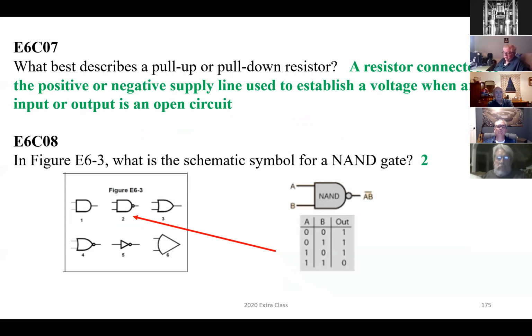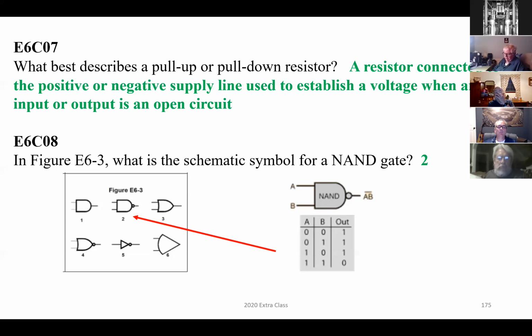Okay, number 7. What best describes a pull-up or pull-down resistor? That's going to be B. Baker, a resistor connected to the positive or negative supply line used to establish a voltage when an input or output is an open circuit.